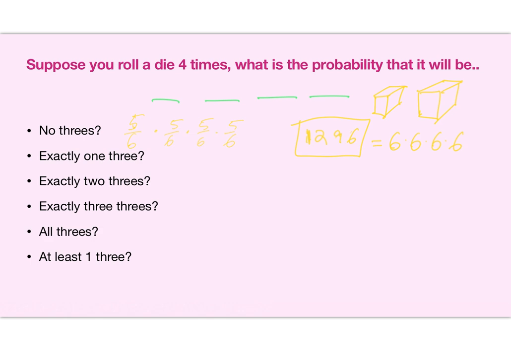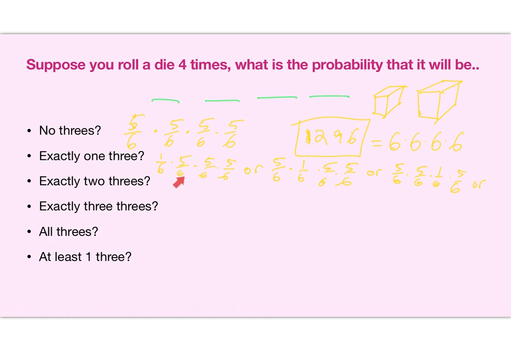Do I care where that 3 is? Nope. So it's going to either be 1/6 times 5/6 times 5/6 times 5/6, or 5/6 times 1/6 times 5/6 times 5/6, because the first term is the 3 in the first case and the second die is a 3 in the second. Or it would be 5/6 times 5/6 times 1/6 times 5/6, or the same thing again, but then the last one is 1/6.